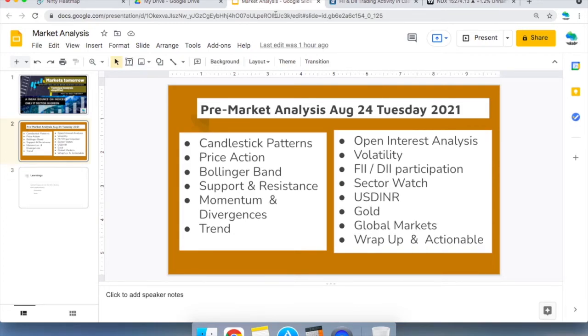So I believe this is of some use for you to consolidate and reconcile what happened, and then look at how you can plan your trades, as per your risk appetite and as per your criteria and rules.